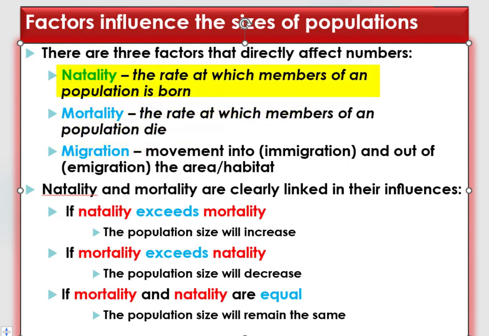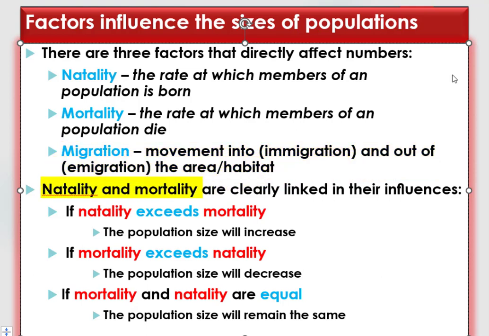Natality or birth rate means the rate at which members of a population is born, whereas mortality or death rate means the rate at which members of a population die. And migration means the movement into, immigration, and out of, emigration, the area or habitat.